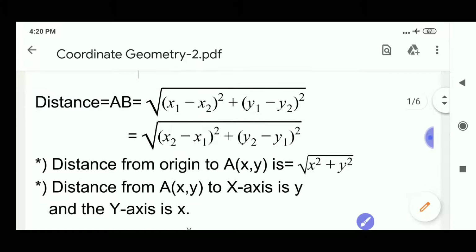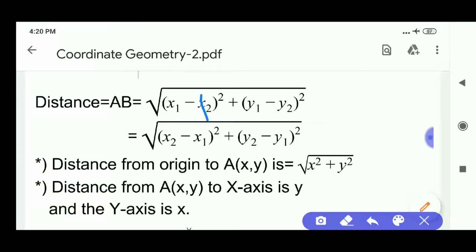So in the formula, x2 is 0 and y2 is 0. The point is (x, y). So in place of x1 we can write x, and in place of y1 we can write y. So it becomes root over x square plus y square. Once again, the distance from origin to the point (x, y) is root over x square plus y square.